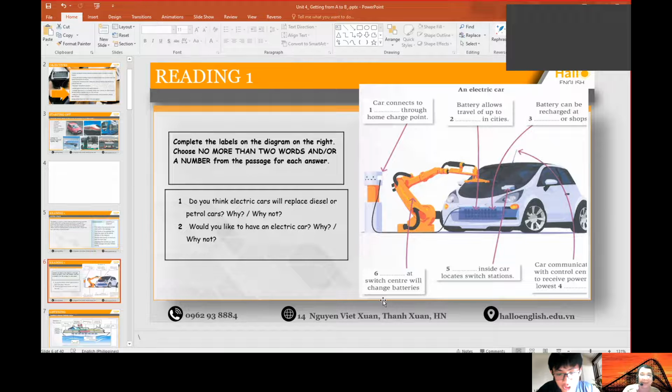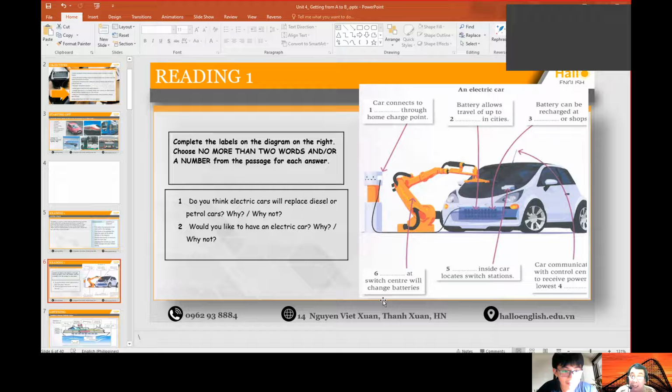I do think electric cars will replace diesel or petrol cars because when we use electric cars we will save the natural soil of the environment, and it also contributes to making our place greener. And when we use electric cars we don't contribute to air pollution, water pollution, or any contamination.